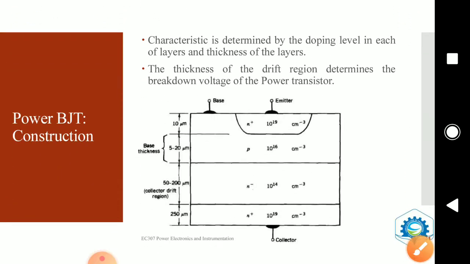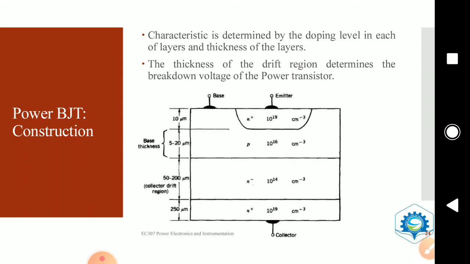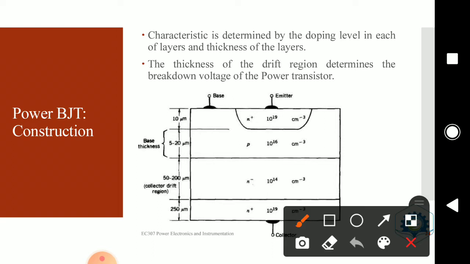Now, let's see the structure of the power BJT. It is similar to that of a normal BJT, but you can see over here that the emitter consists of an N plus layer, that is a heavily doped N plus layer. The base consists of a normal P layer. And the collector consists of two layers. Both of them are N type, but at the bottom portion of the collector you have a heavily doped region, and at the top you have a lightly doped region, or the N minus layer.